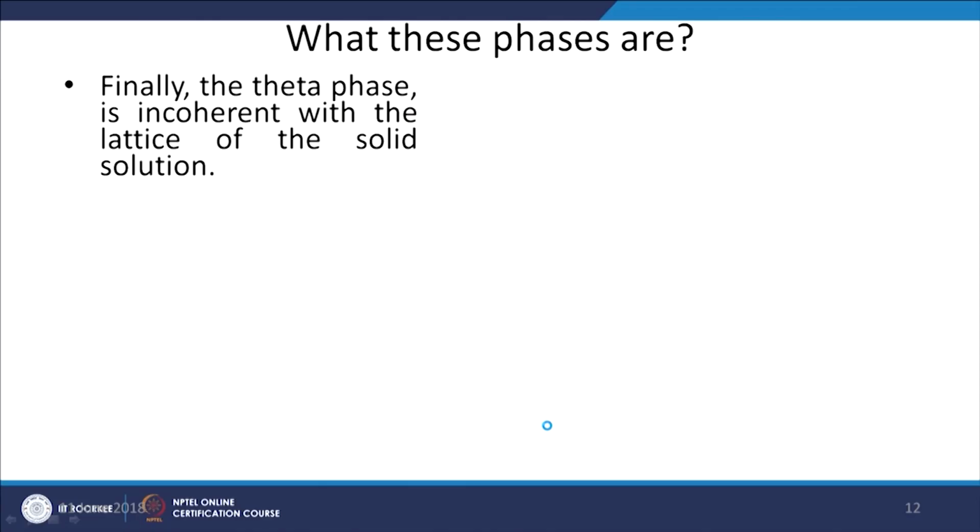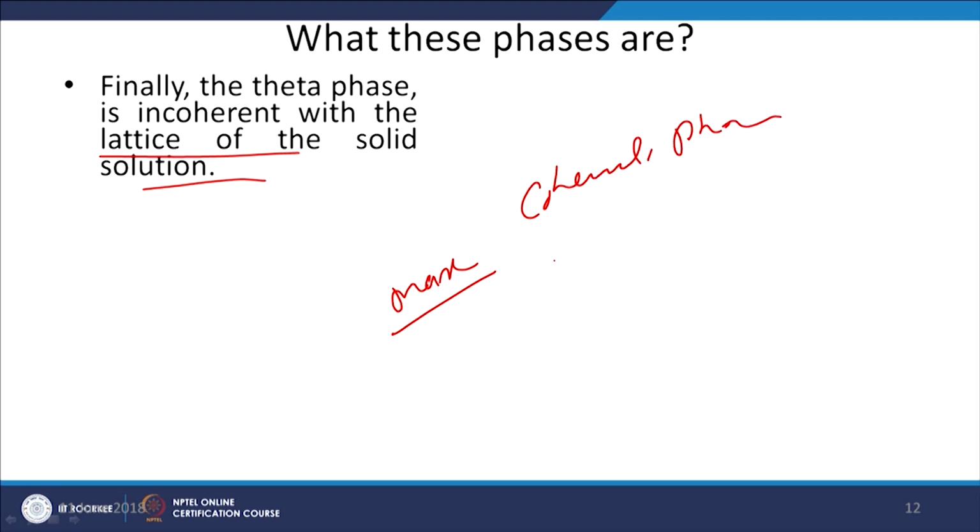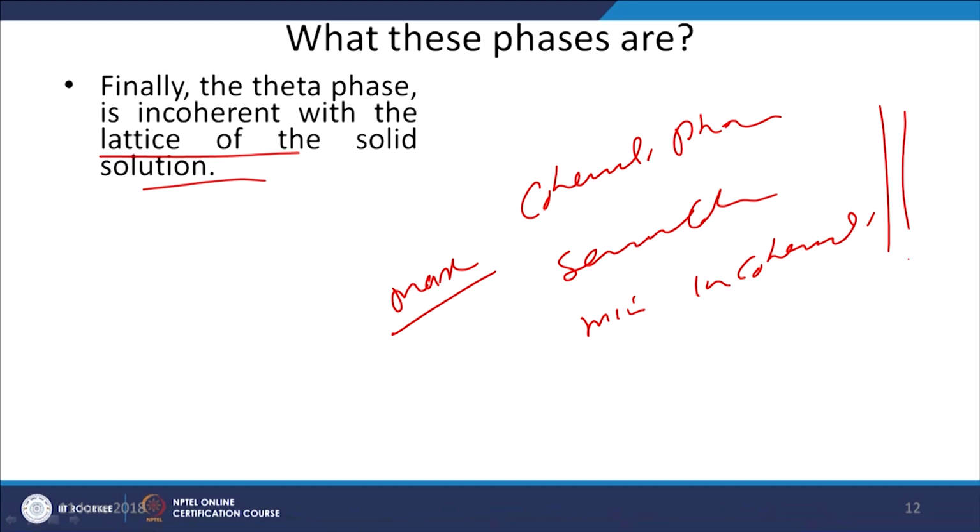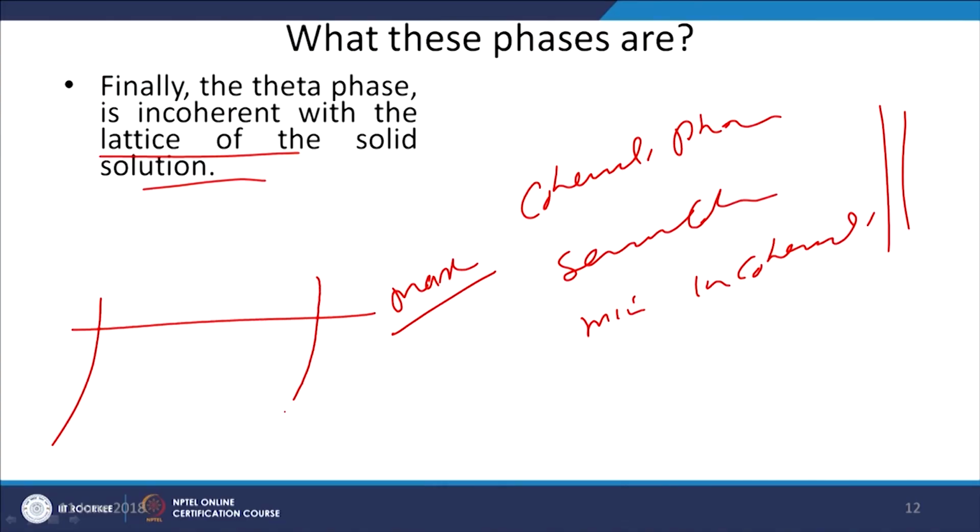And finally, the theta phase, which is incoherent with the lattice and is formed in the solid solution. So, the maximum strength is offered by the coherent phases, somewhat less strength by the semi-coherent, and the minimum contribution towards strength by the incoherent phases. Since these precipitates are not stable at high temperature, whenever heat is applied during welding, they will get dissolved, leading to a reduction in hardness. The maximum dissolution will occur next to the fusion boundary, where the peak temperature is high, leading to maximum softening, and somewhat reduced softening away from the fusion boundary.